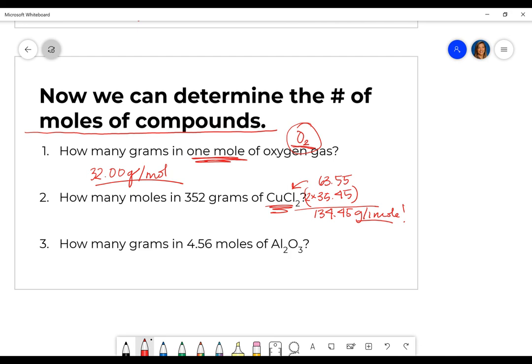Now what we need to do is figure out how many moles are in this. So 352 grams. We're going to see how many times 134.45 grams goes into that to determine the number of moles. At least twice, right? So you take 352, divide by 134.45, and I got 2.62 moles of copper 2 chloride. Okay, let's do this one. Give this one a shot on your own. See if you get the right numbers.